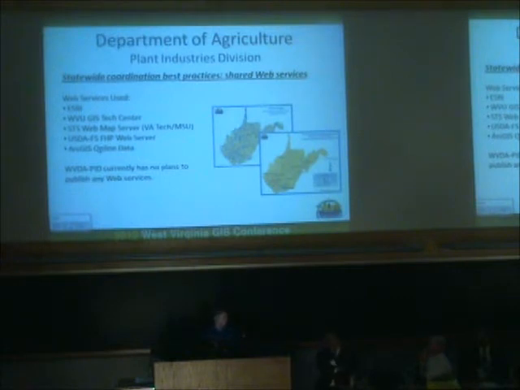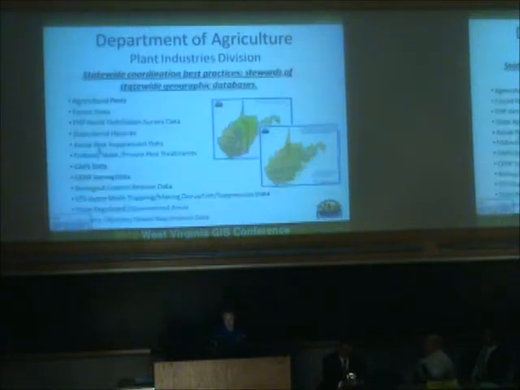In terms of shared web services, we don't provide any web services to the public as of right now. We do use a lot of them. They're listed on my slide here. One to note is the STS Web Map Server. It's hosted by Virginia Tech and Michigan State University. We connect to it through our SDE and share a lot of data from our state with 11 other states that are in the STS program, which is Slow the Spread. It's for gypsy moth. It's a cooperative multi-state agency designed to slow the spread of gypsy moth westward.